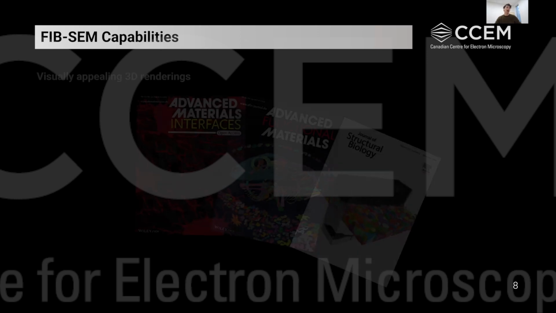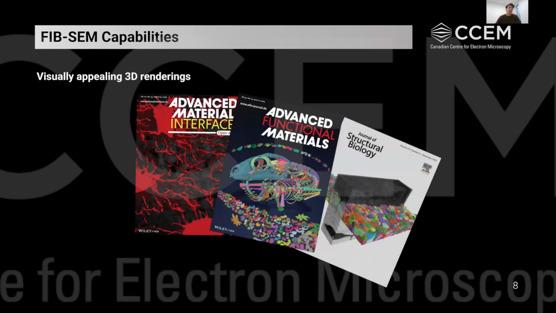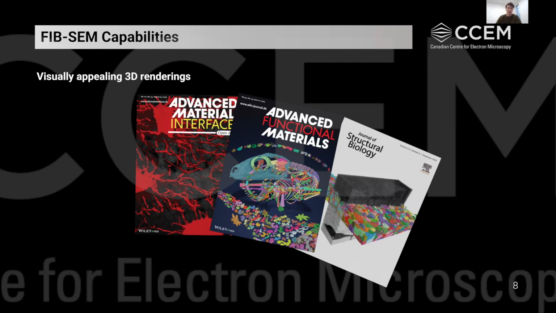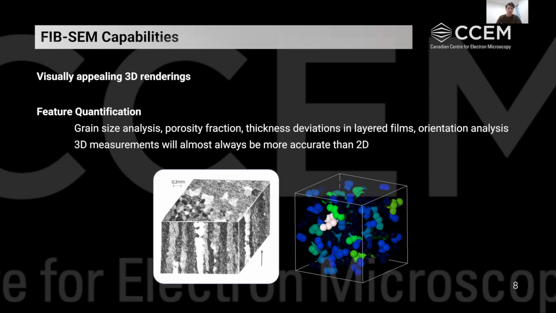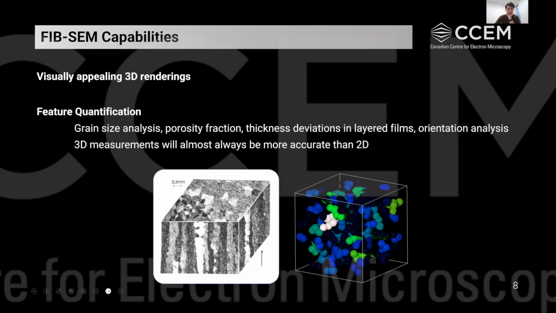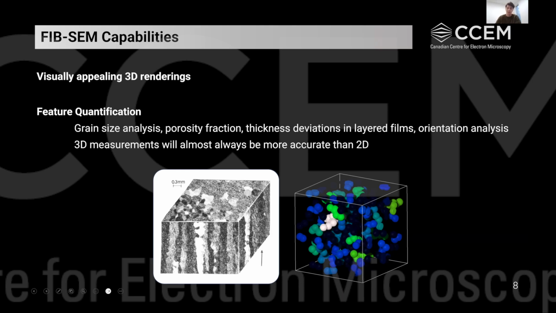So what are we able to do with FIB-SEM? One of the first things that jumps out is we can achieve visually appealing 3D renderings of your material system. If you're looking for a journal cover, it's a great example of a real microscopy technique that we can use to generate beautiful images. We can use this for feature quantification, whether that's grain analysis, porosity measurements, looking at thickness deviations, or the orientation of various objects. We're able to do that in 3D, and that quantification is always going to be more accurate in 3D than it is in 2D. If we consider a columnar structure like this, and we're looking at two different planes of section, our features appear completely different. But if we're capturing this in 3D, we get a full idea of what those grains might look like.